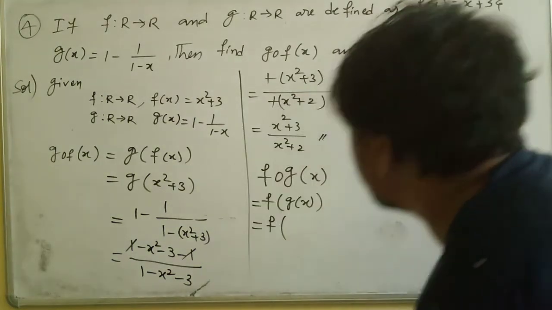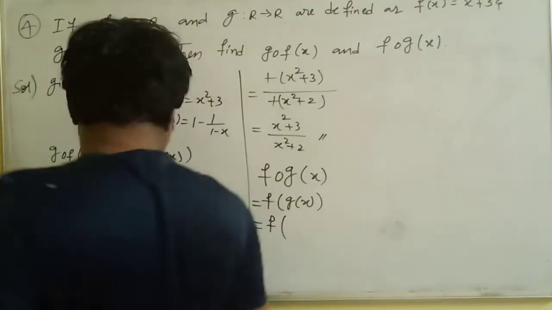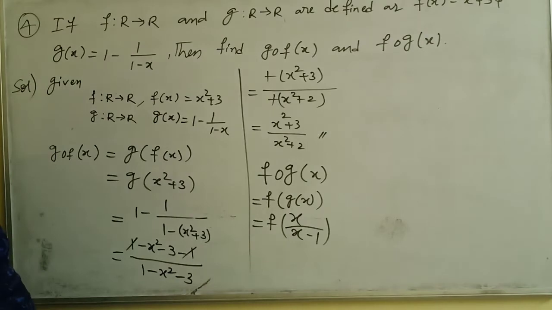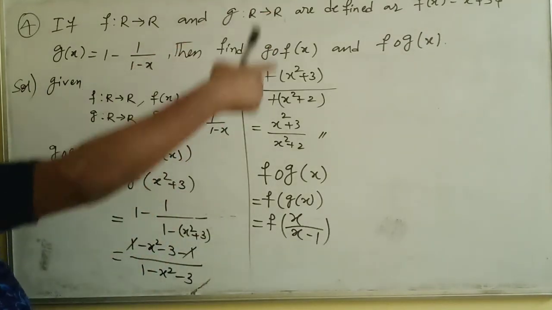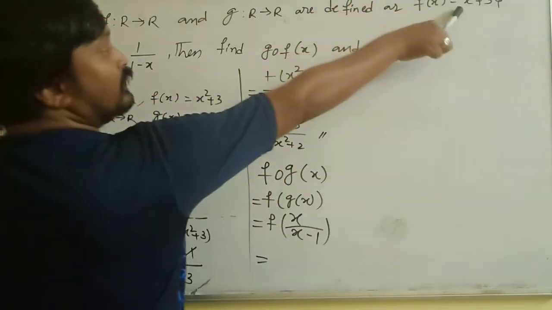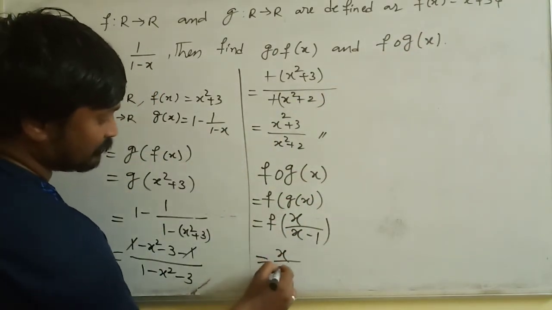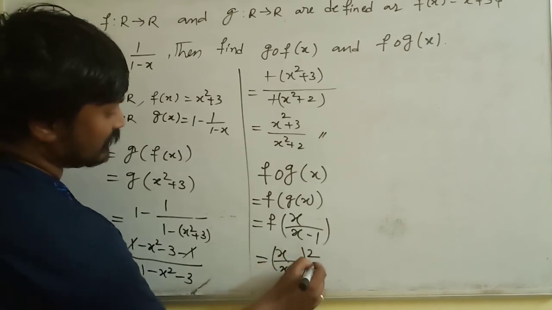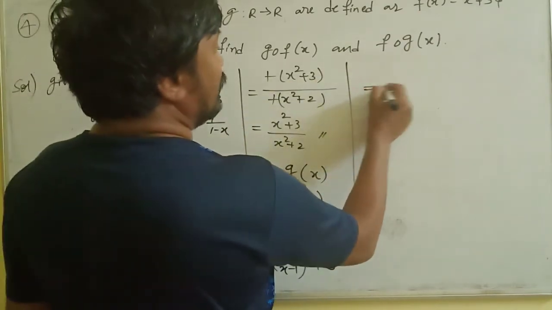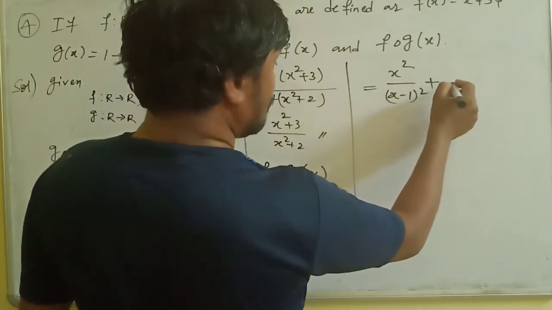Just substitute now this, that g of x is x upon x minus 1. So write here x upon x minus 1. Now wherever f of x is there, that is x square plus 3. So in that x place you need to substitute this. So now f of x means x square plus 3. X place substitute x upon x minus 1. So now x upon x minus 1 whole square plus 3. So now this square give to both terms. x square upon x minus 1 whole square plus 3.